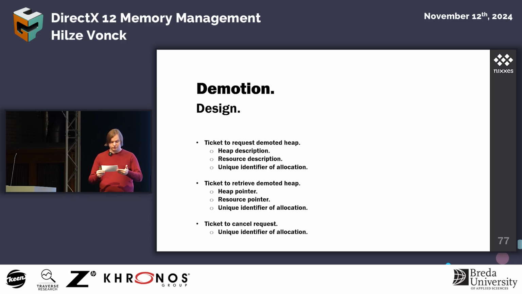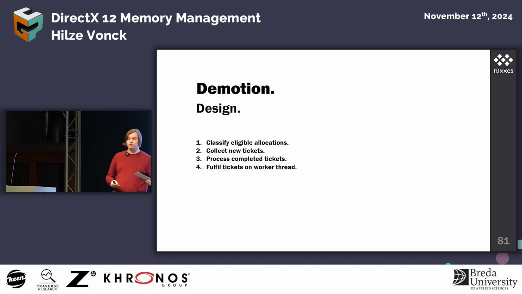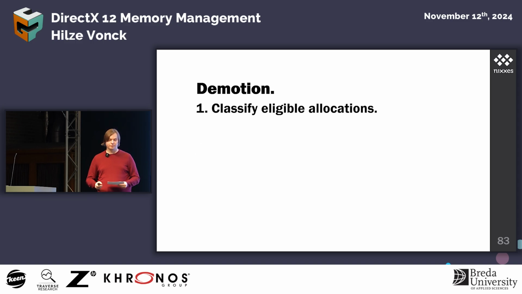The demotion system works in 5 key steps. The first thing that we have to do is classify which allocations are eligible for demotion. Then we have to collect the new tickets, so find out which resources should actually be demoted. We have to process the completed tickets. We have to fulfill the tickets on the worker thread, of course. And of course, we have to handle the communication between the main and the worker thread.